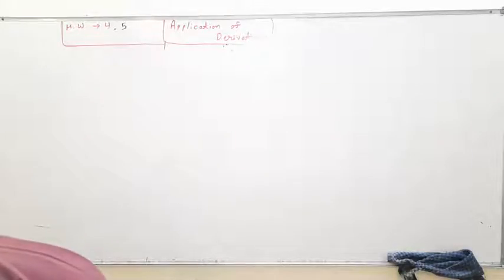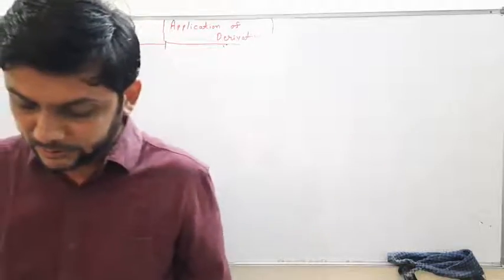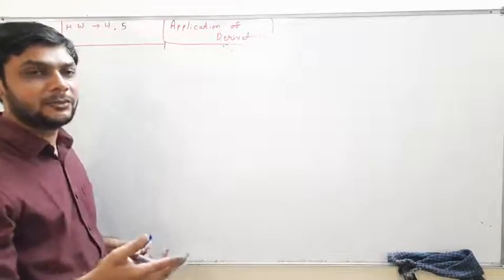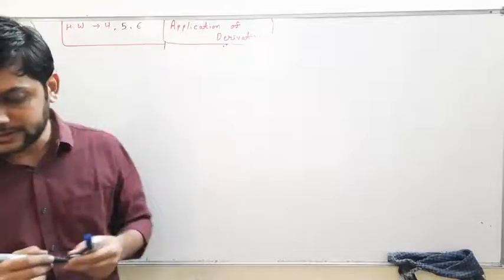Question number 6. Radius of circle increasing, what is the rate of increasing of circumference? Circumference is equal to 2 pi r. Differentiate with respect to time, so 2 pi dr by dt. Put the value, you will get the answer.